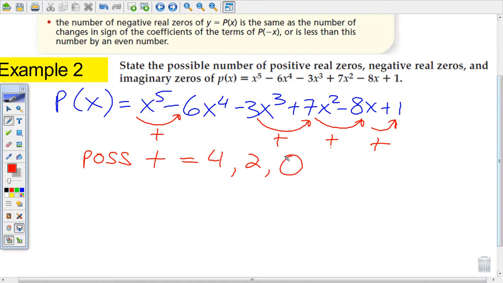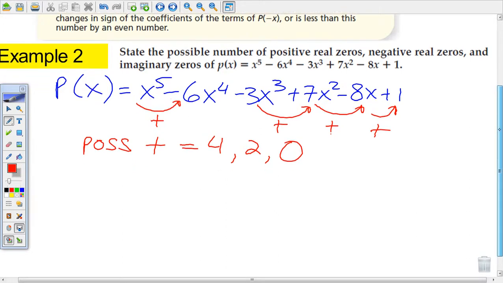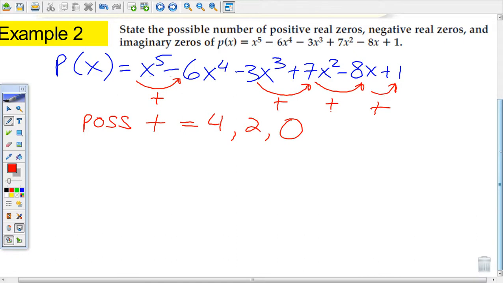So there are either 4 sign changes, or 4 possible positive zeros, 2 of them, or 0 of them. It's kind of good to know, because if you come up with all 4, you know you've done it. But if you come up with 2, then you know there's 2 more.